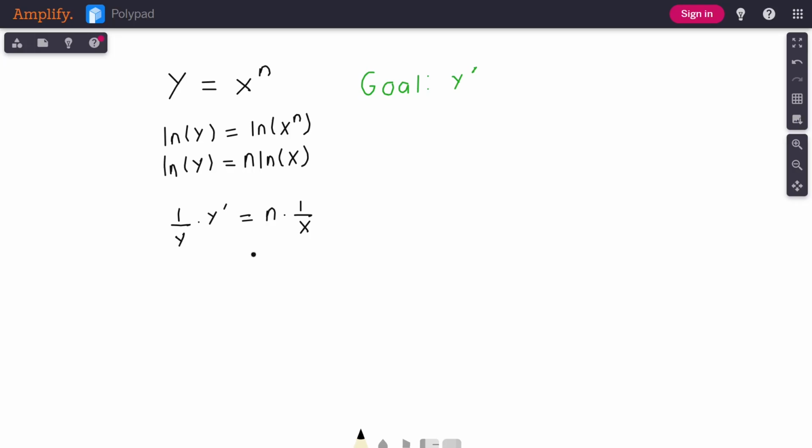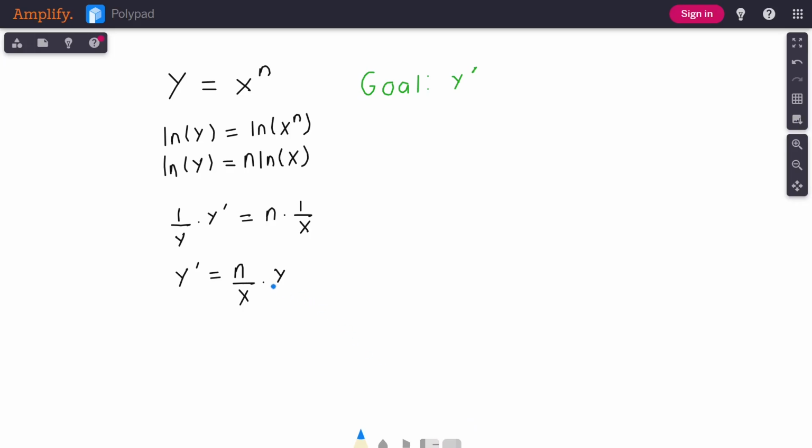Okay? And now our goal is to find y prime. So we can solve for y prime by multiplying both sides by y. Okay, so we have n over x times y. Now this isn't your familiar n x to the n minus 1. We have a y floating around here. So we don't want it like this.